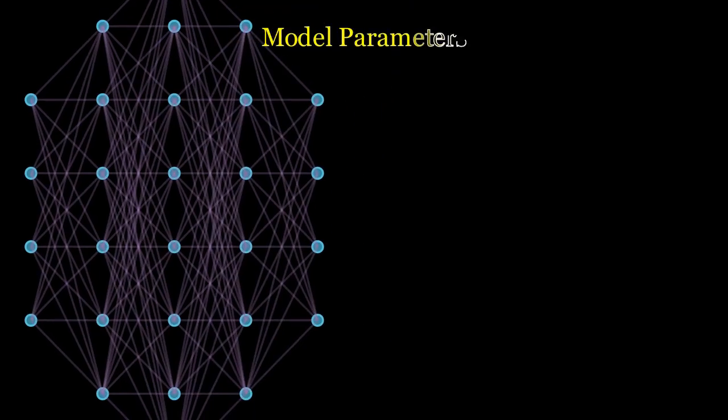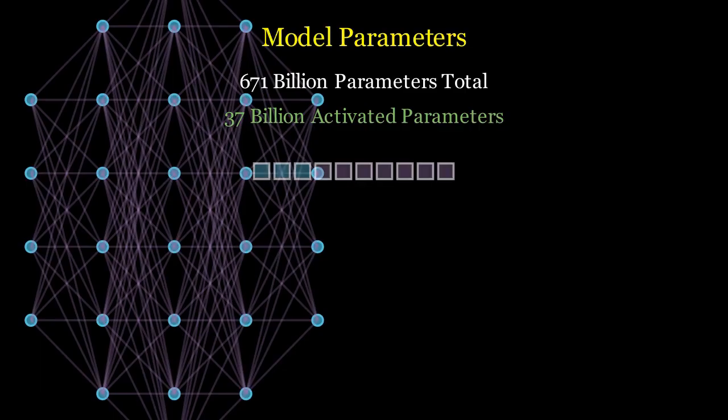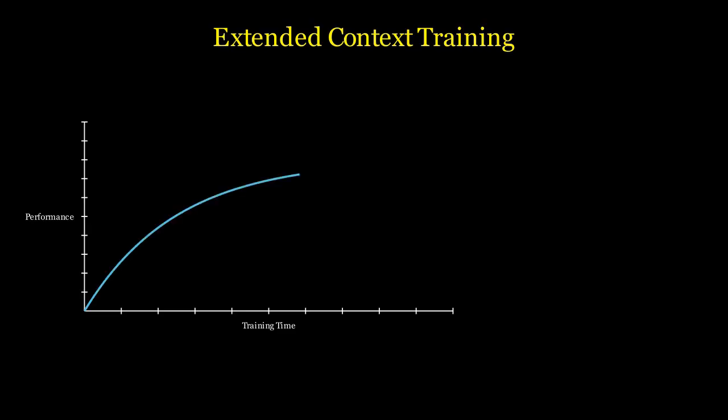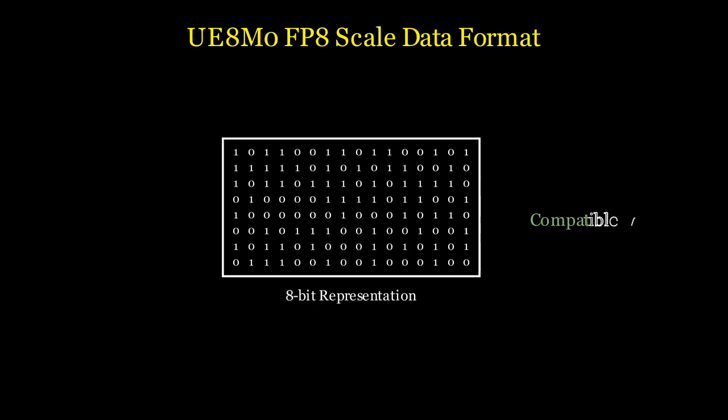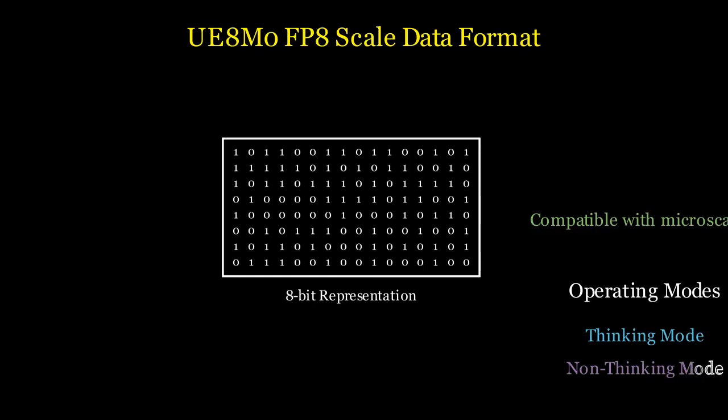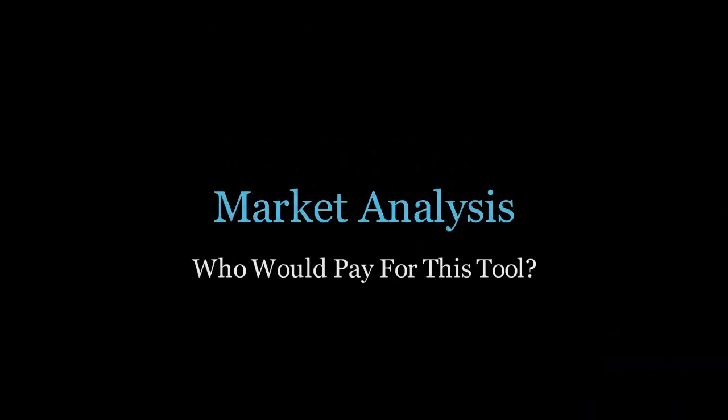The architecture stands before you like a digital colossus, 671 billion parameters compressed into 37 billion activated parameters. This open-source marvel runs on a foundation of extended context training, 630 billion tokens at 32,000 context length and 209 billion tokens at 128,000 context length. Its unique UE8M0 FP8 scale data format ensures compatibility with microscaling while supporting both thinking and non-thinking modes through a sophisticated template system. Who would pay for products created by this tool?